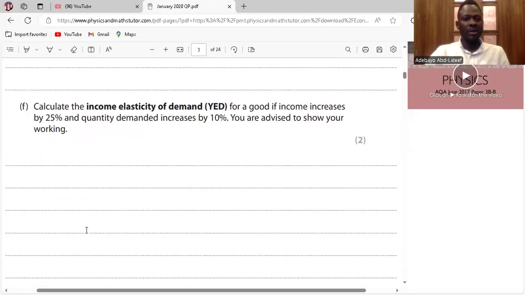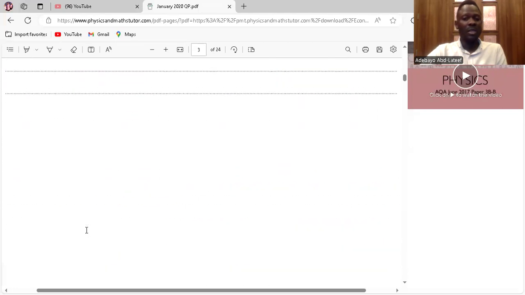Then we have: calculate the income elasticity of demand for a good if income increases by 25% and quantity demanded increases by 10%. Before we go there, what is income elasticity? Income elasticity is the degree of responsiveness of the quantity demanded of a product as a result of a change in the level of income. And YED is percentage change in quantity demanded over percentage change in income. Here the quantity demanded has increased by 10%, which is positive, and the income has increased by 25%, which is also positive. So 10% divided by 25% gives 0.4. Is it clear?